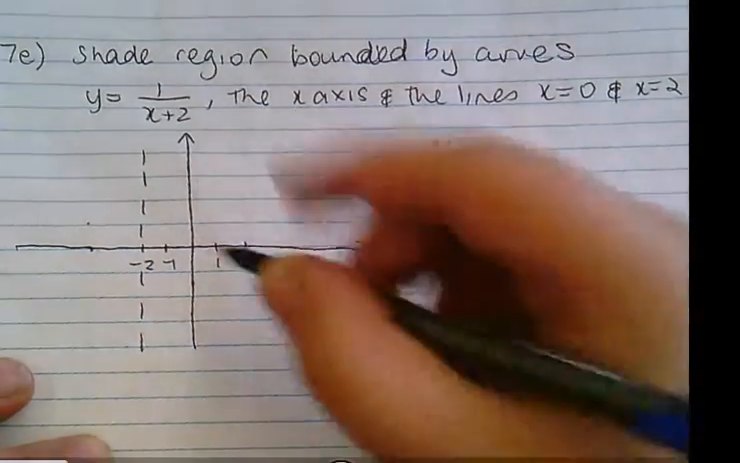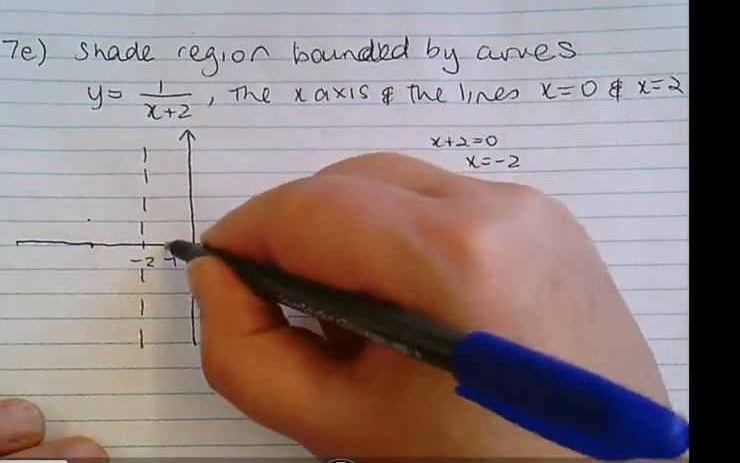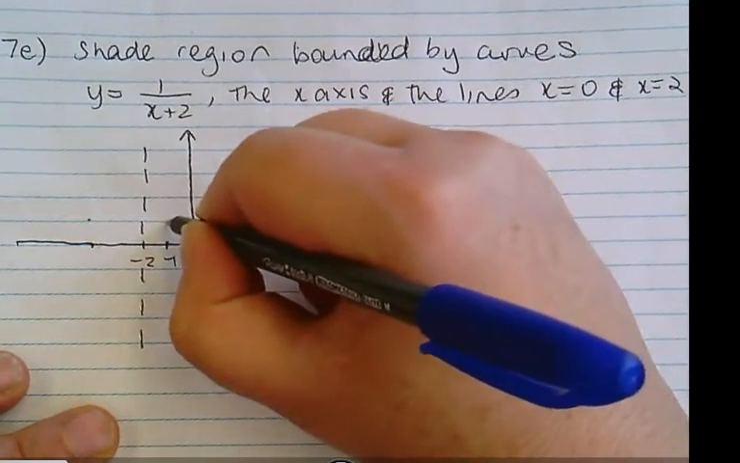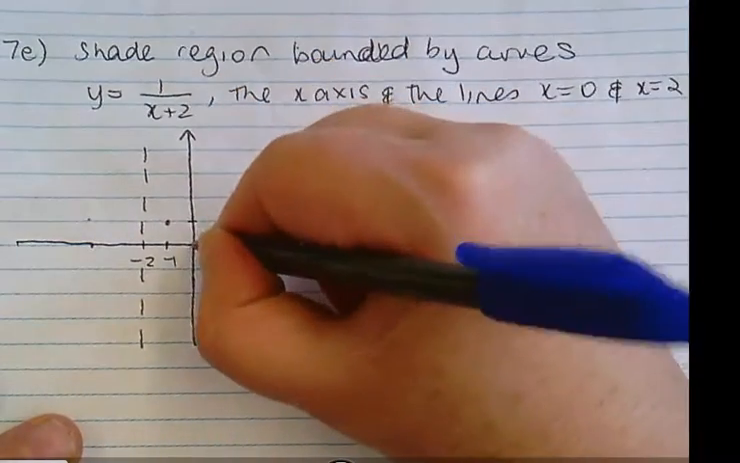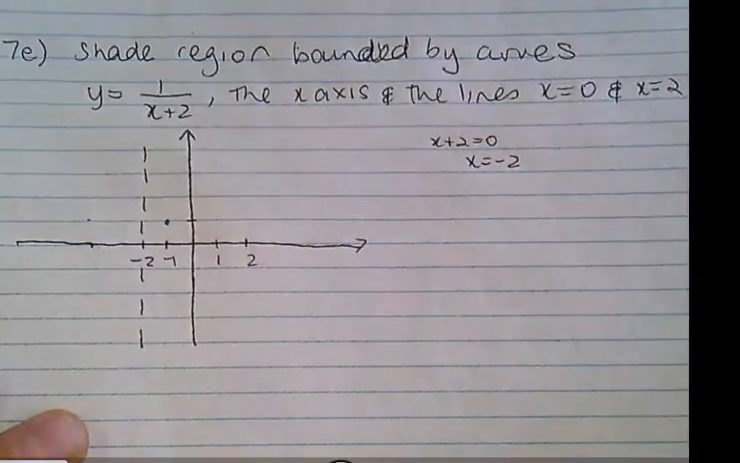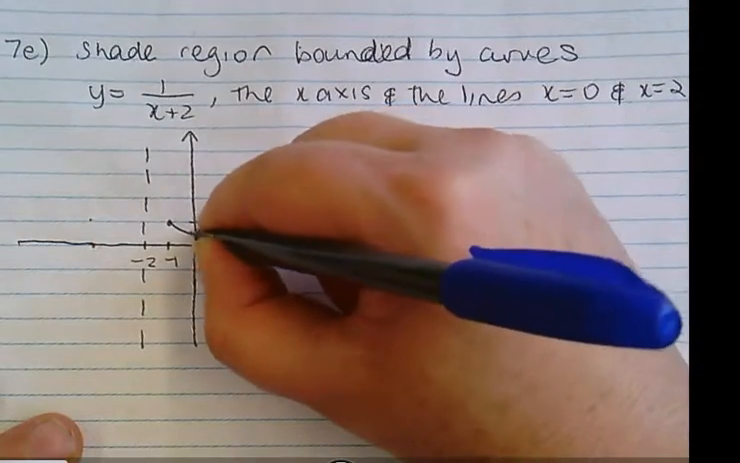Okay, so y equals 1 over x plus 2. It needs to be a fairly accurate drawing. So when x is negative 1, what's y? 1. When x is 0, what's y? When x is 0, y is a half. Okay. When x is 1, y is a third, etc.